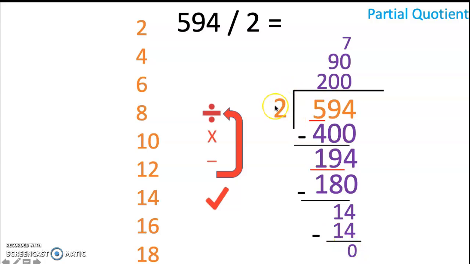Is 0 smaller than 2? Sure is. And since we have 0 there, we don't even need to write that remainder. So our final answer comes from right here. It would be 297.